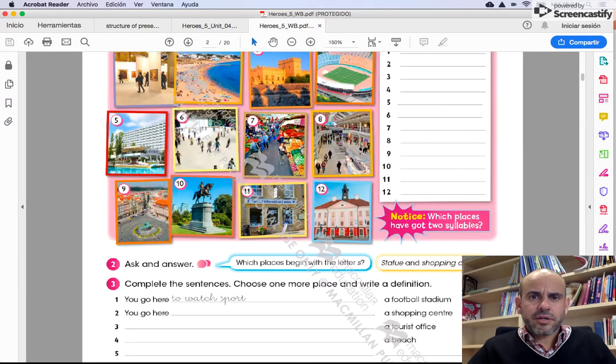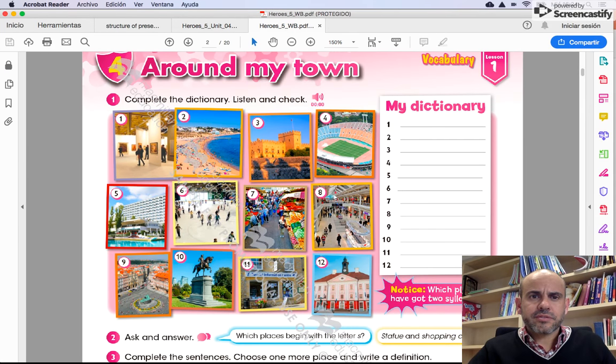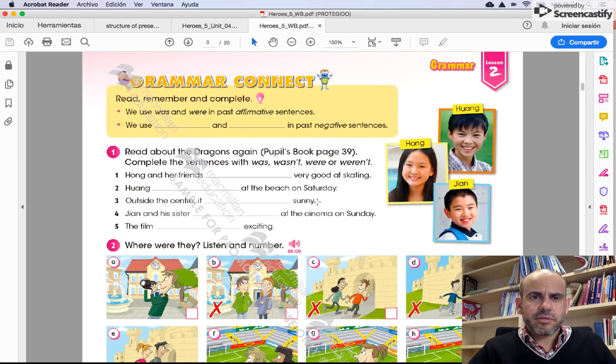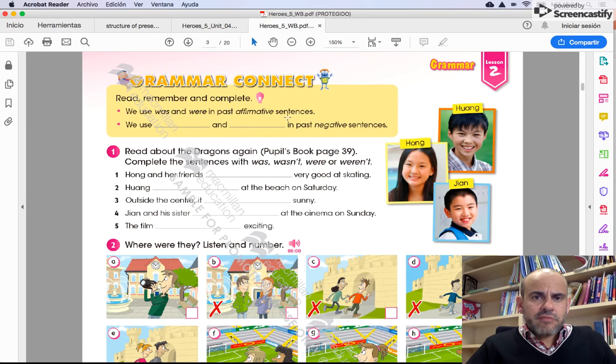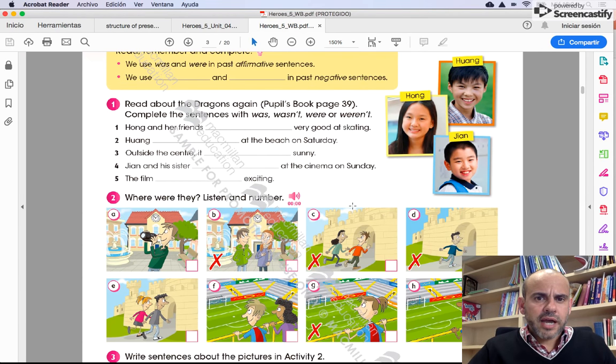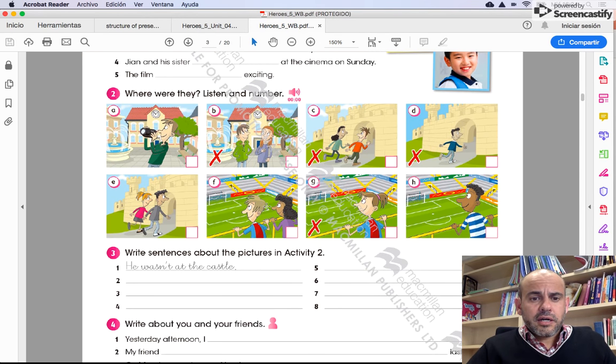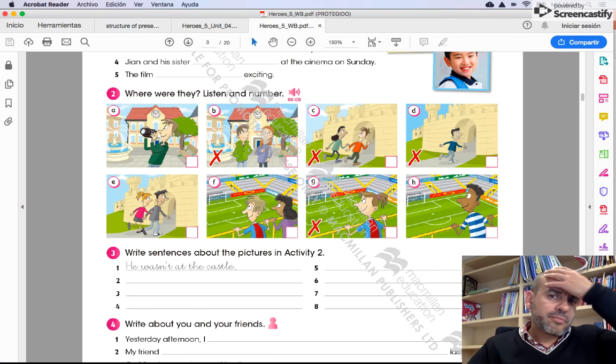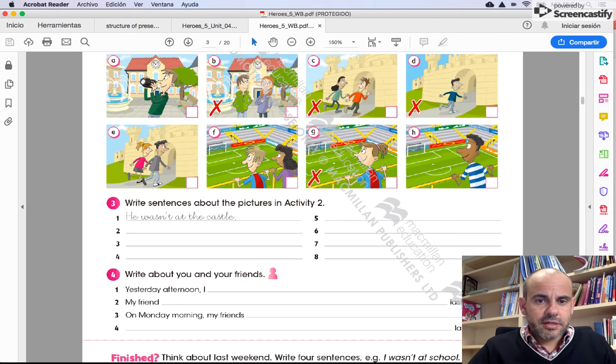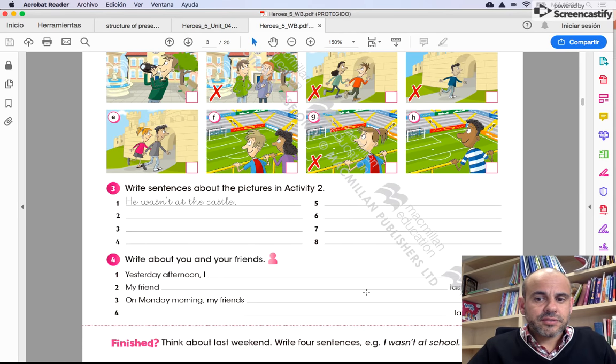Now let's take a look at the workbook, which presents supplementary materials for practice. Notice how we have a little reminder here of the grammar. And then we have controlled written practice. A little bit more review of the vocabulary of the different places. Slightly freer practice and much freer practice.